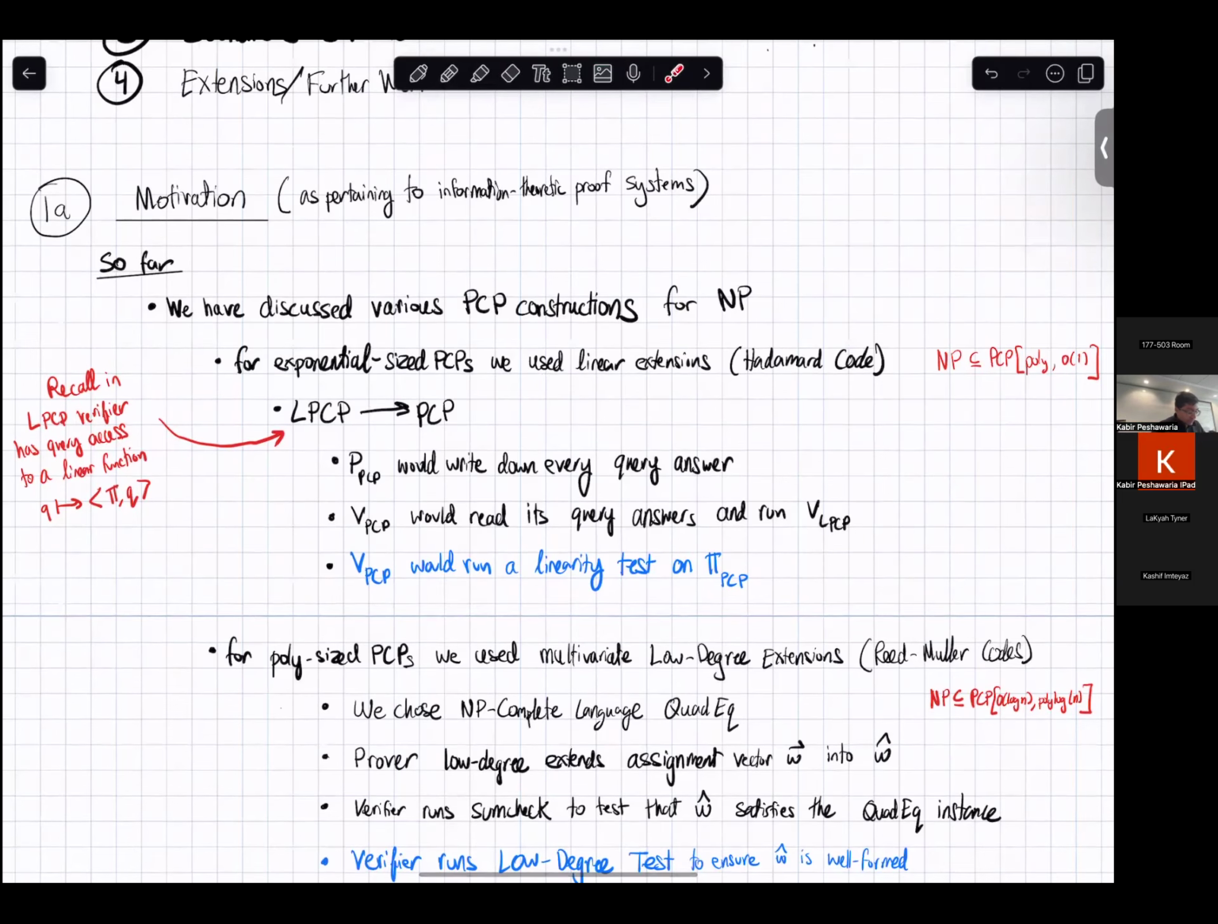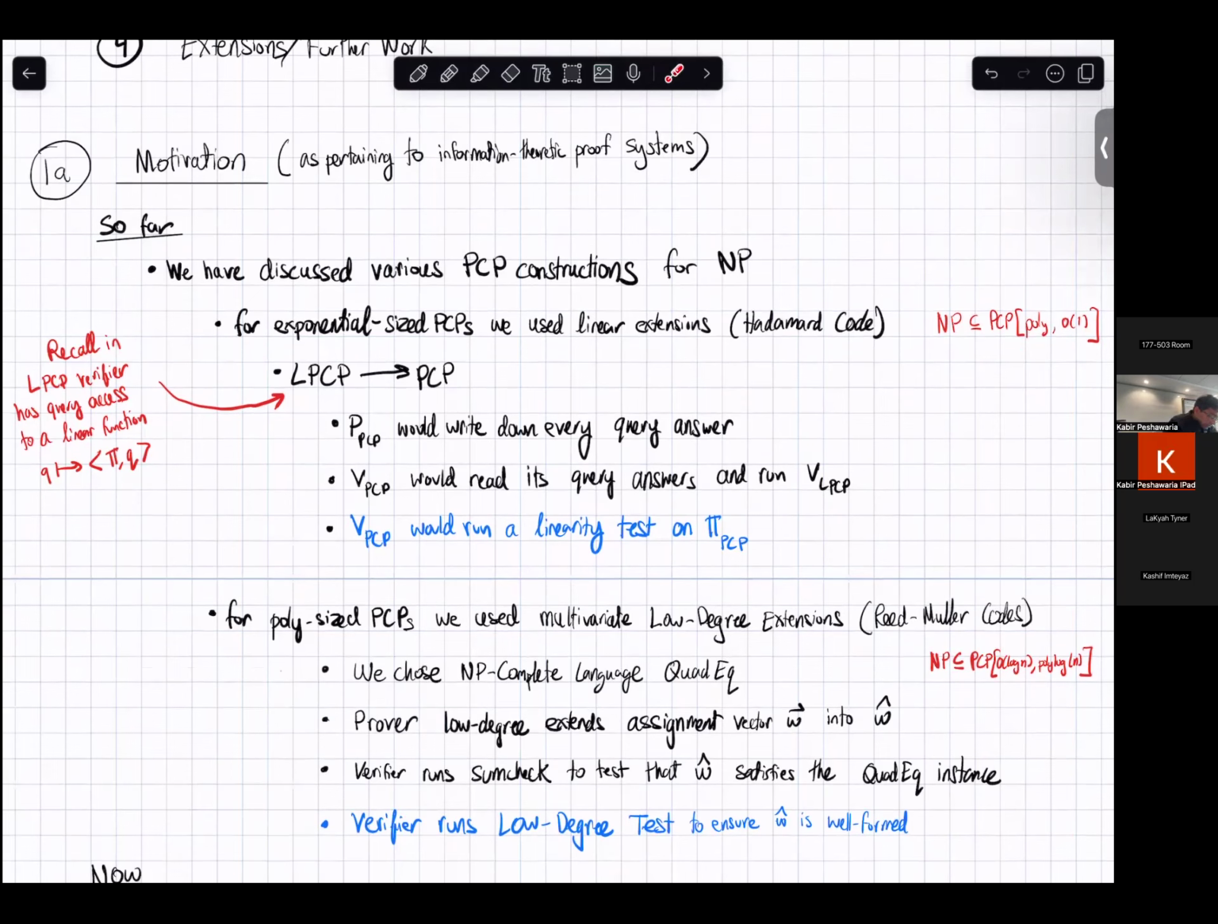So far, we've discussed various PCP constructions for NP. We've talked about some exponential sized PCPs. Here we use linear extensions, or another way to talk about that is a Hadamard code. And we use this to prove that, well, we didn't actually show this, maybe we did, that NP is a subset of PCP of poly. And here this means how many bits of randomness, and here this means the number of queries that the PCP verifier is doing. And one of the ways you can do this is you can start with a linear PCP of poly size, and then you can compile it into a PCP.